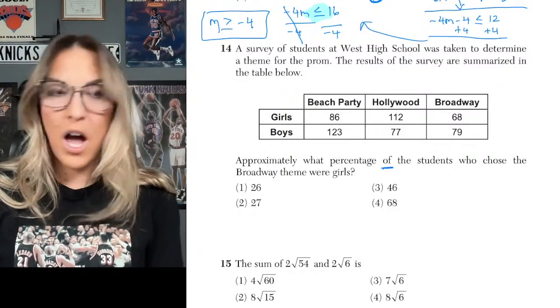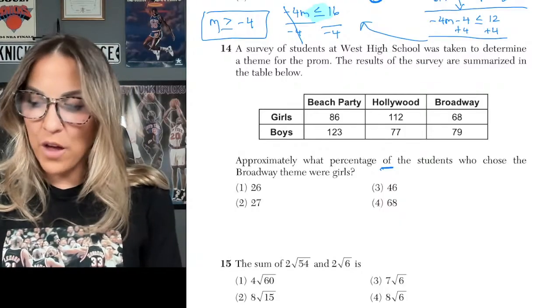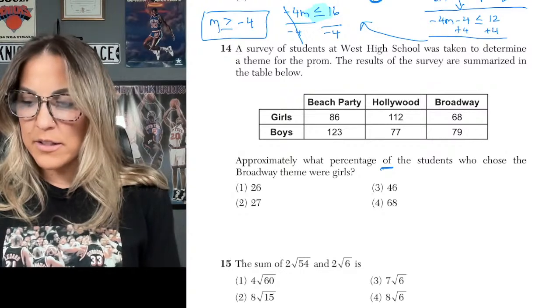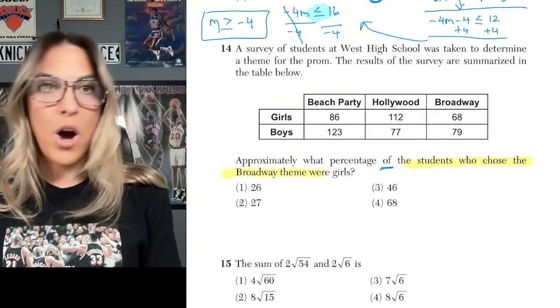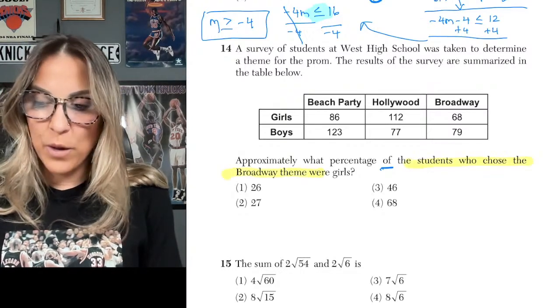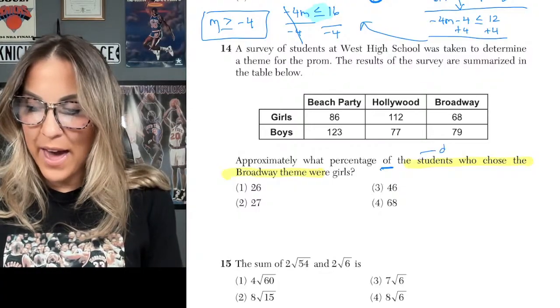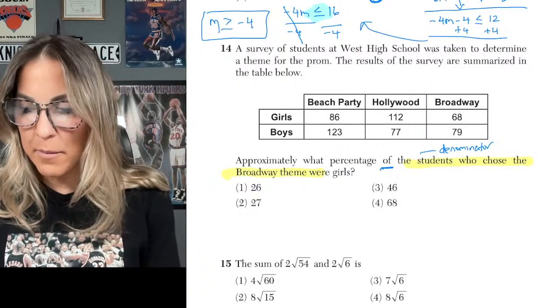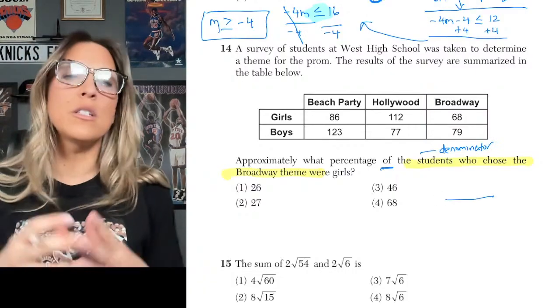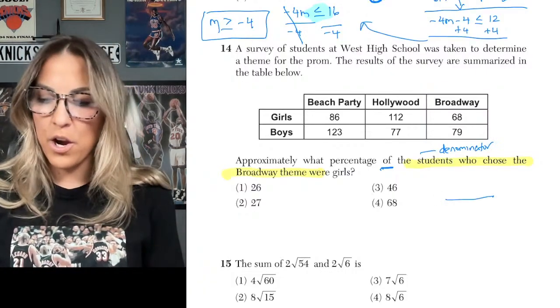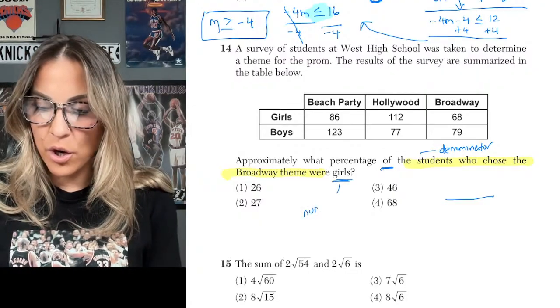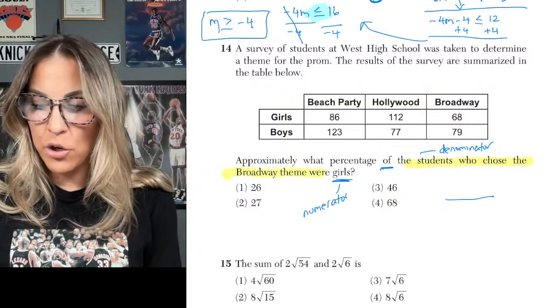As soon as you see that "of," whatever's after the "of" is who I'm talking about. Who's my total? I'm looking at the students who chose the Broadway theme. That is going to be your denominator. That's what we're talking about, something out of. So out of the students that chose Broadway, they want to know how many were girls. So this part is going to go in my numerator.